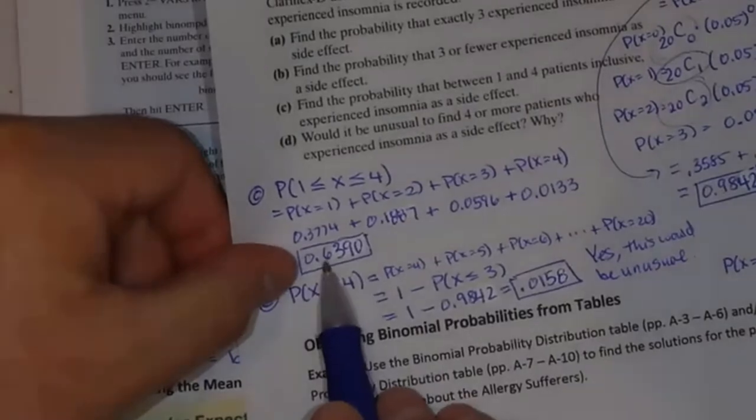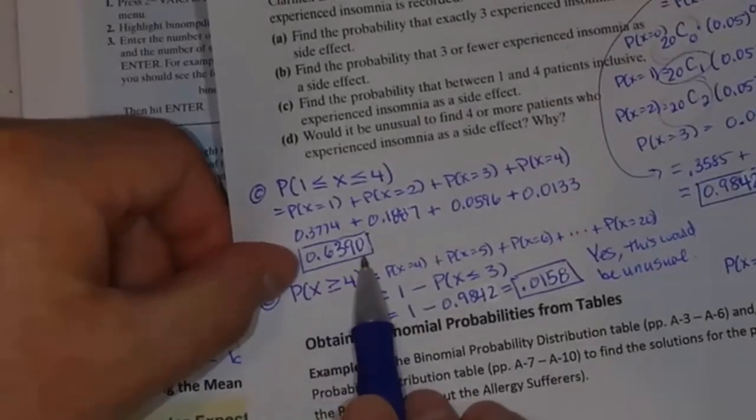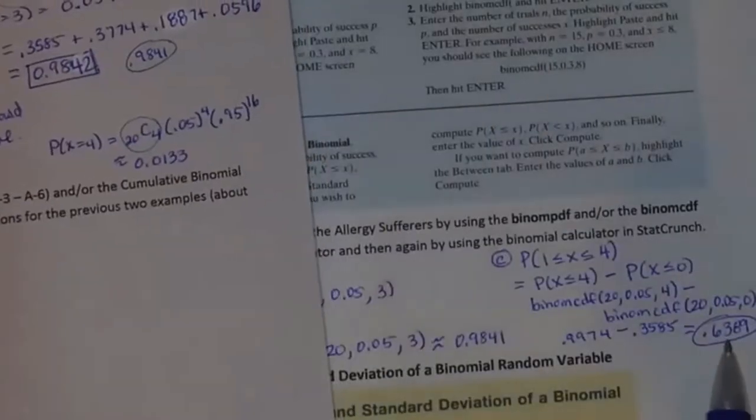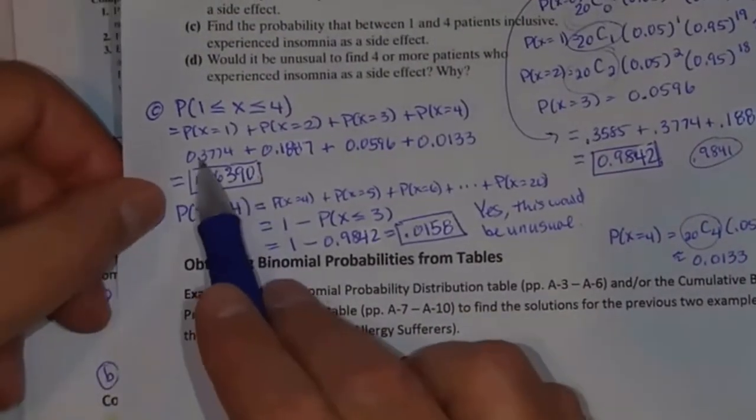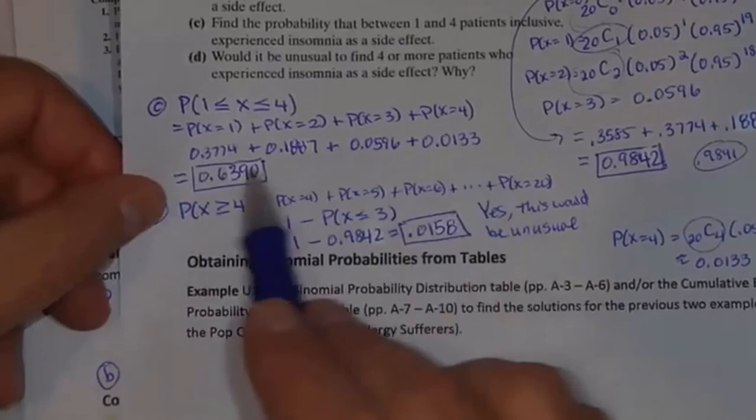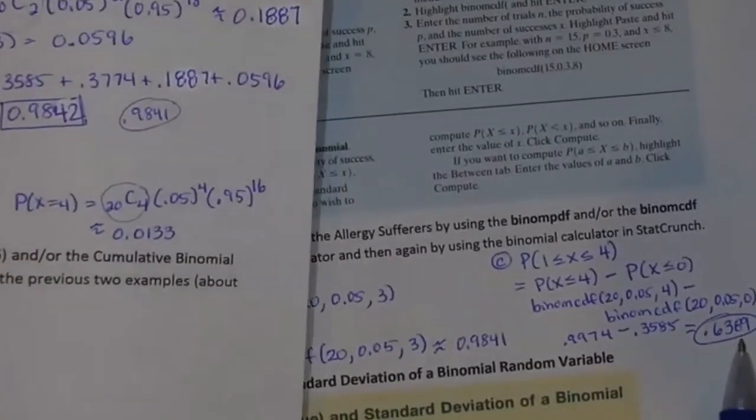We got 0.6390 instead of 0.6389. So we're off in that last place again, but that's because these were all rounded when we did that before. Okay, so this is actually a little more accurate.